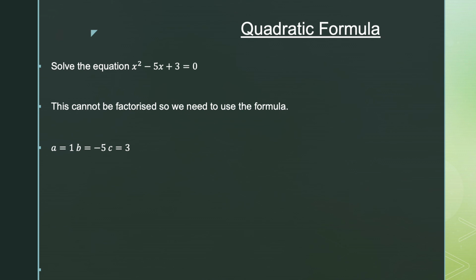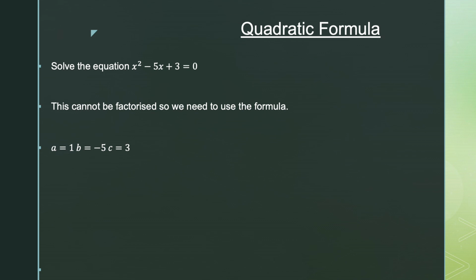root of minus 5 squared, minus 4 times a, 4 times 1 times 3, and then all divided by 2a. So that will be that one there. Right, so 5 squared is 25.